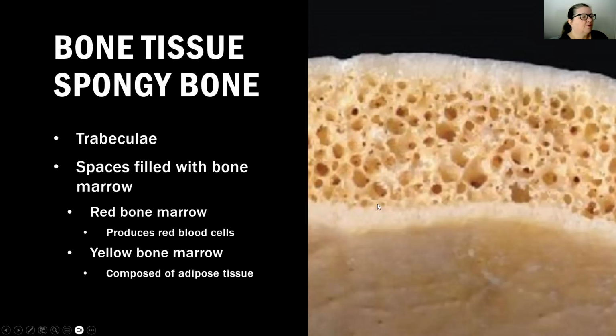These little pores, they look like a sponge, right? Are called trabeculae. And in between the trabeculae are spaces that are filled with bone marrow. Bone marrow can be either red or yellow. Each has its own job. Red bone marrow has the job of producing blood cells, while yellow bone marrow is primarily composed of adipose tissue, or fatty tissue. Each, however, supports and nourishes the body as well as the bones.